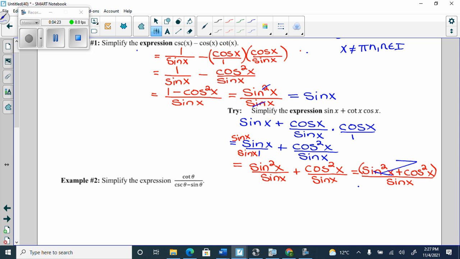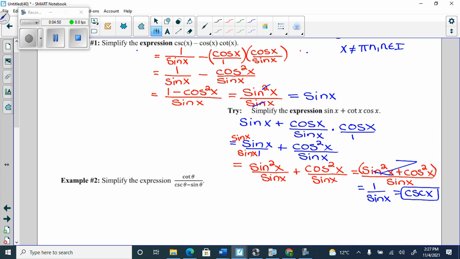So now I have 1 over sine x, which is cosecant x, even on our formula sheet. Done. That's kind of cool. There's so much work for no reason.